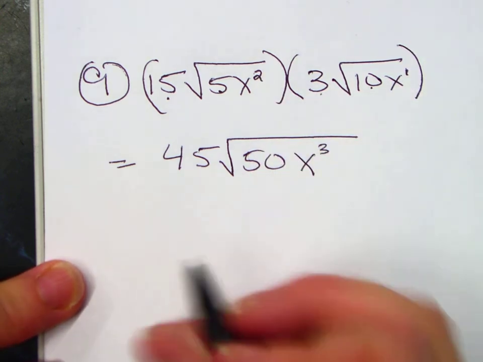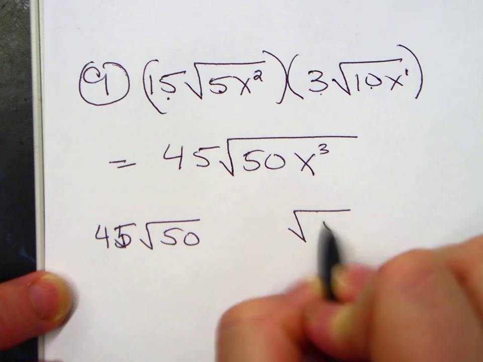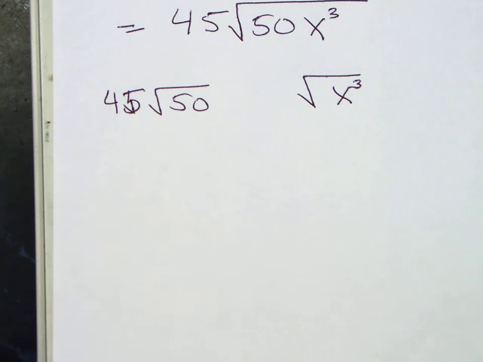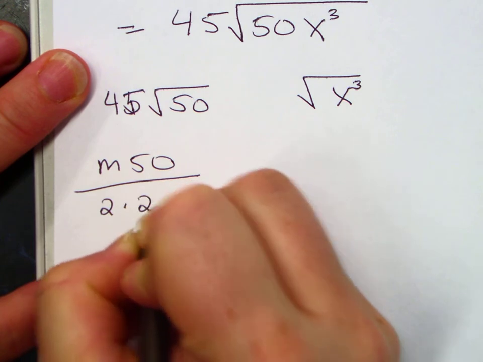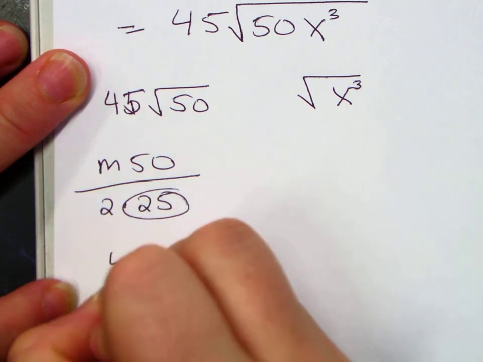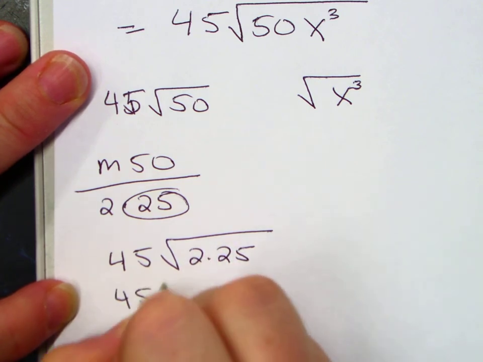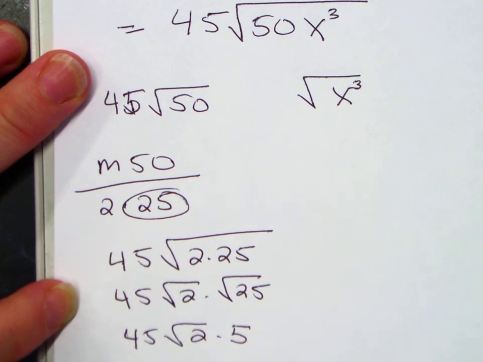Now I'm going to break this up into the numbers and the variables. I just think it's easier to break it up like this. Okay? So what multiplies to 50? We already did this one. Do you remember what it was? It was 2 and 25. Okay, so 45 times 2 times 25. Radical 2, radical 25. Don't know the square root of 2. Square root of 25 is 5. 45 times 5. What is that? 225? I think that's right. Radical 2.